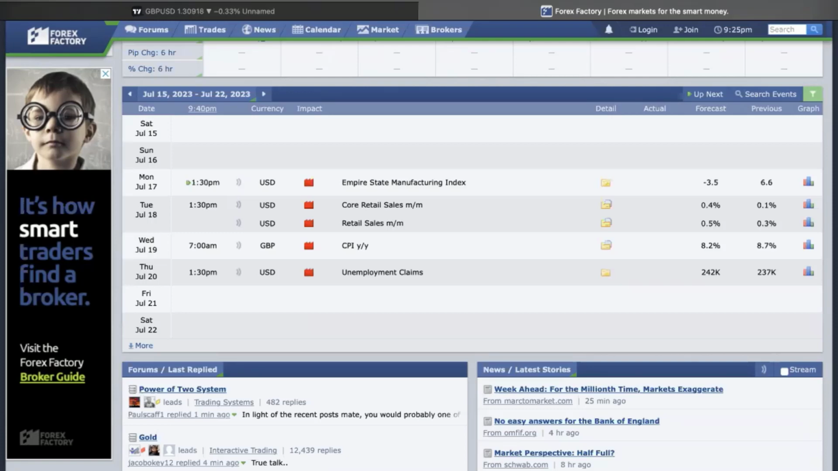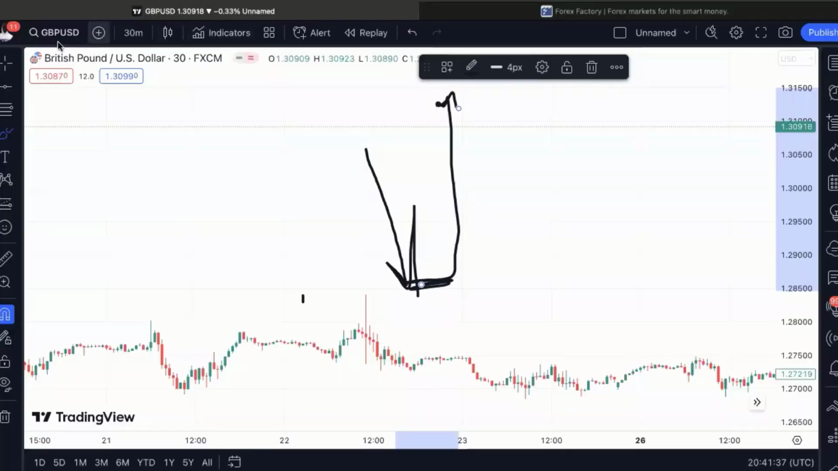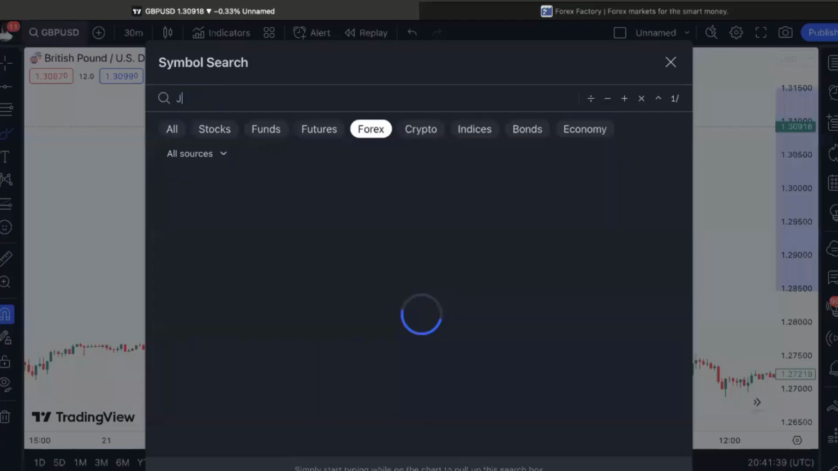Okay. So now let me see what we have. Let's use the little time we have to analyze USD JPY.